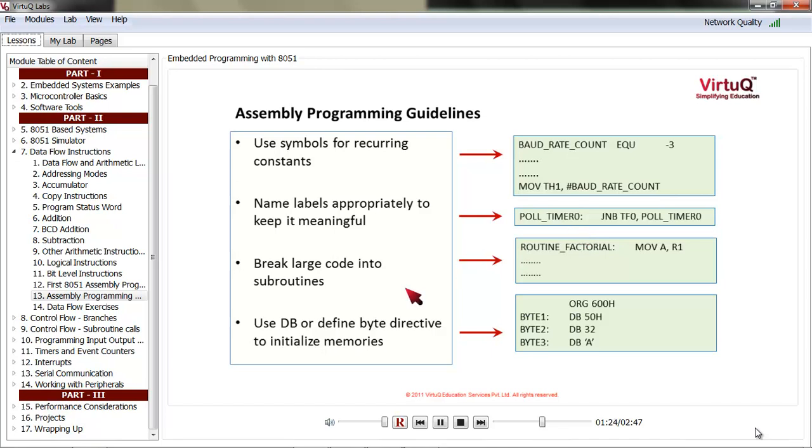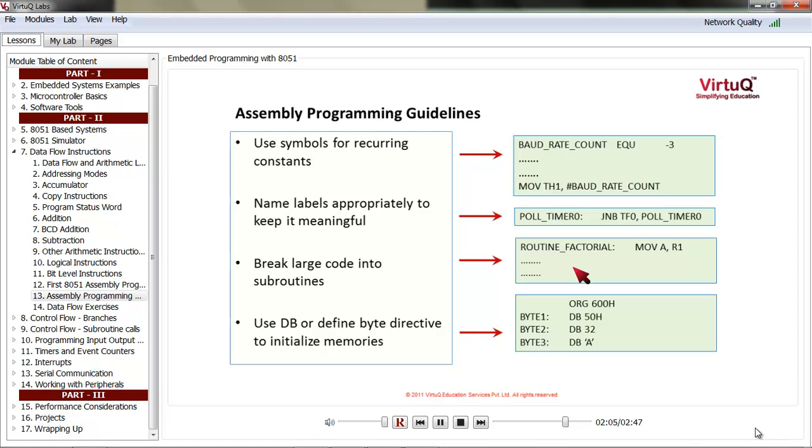When the assembly program becomes quite large, one thing we can do is break the large code into subroutines. That will make it easier to maintain and read. Suppose we have to calculate factorial quite frequently in the program. In that case, we can write a subroutine for factorial, and we can name the label as routine factorial. Just be aware that breaking the code into subroutines may have a small performance penalty, and specifically you should not be putting subroutine calls in the innermost loop, because if you do that, you may have a large performance penalty.